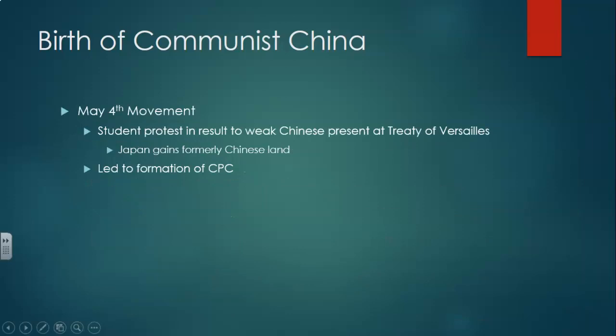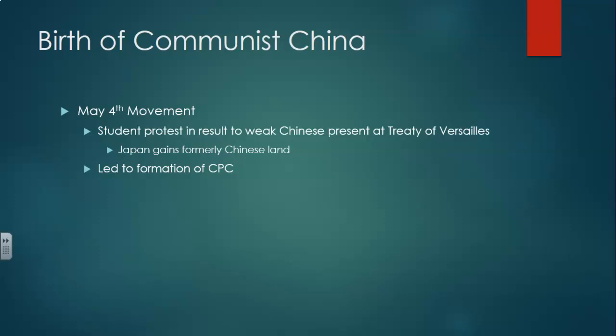Now, on the May 4th, we get the May 4th movement. Now, the May 4th movement is coming in after World War I, and this was a group of student protests as a result of the weak Chinese presence at the Treaty of Versailles. Now, at the Treaty of Versailles, there were Chinese officials who were present, but they really didn't do anything. These students were wanting the Chinese to really make good representation and get China some international recognition, and that does not happen. In fact, Japan is actually going to gain chunks of land that were previously occupied by the Chinese as a result of the Treaty of Versailles.